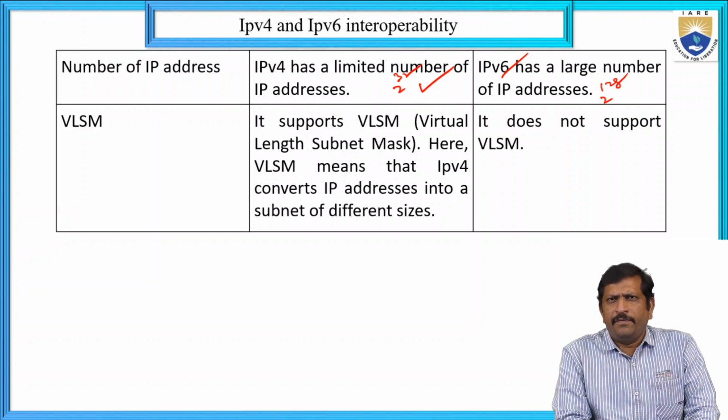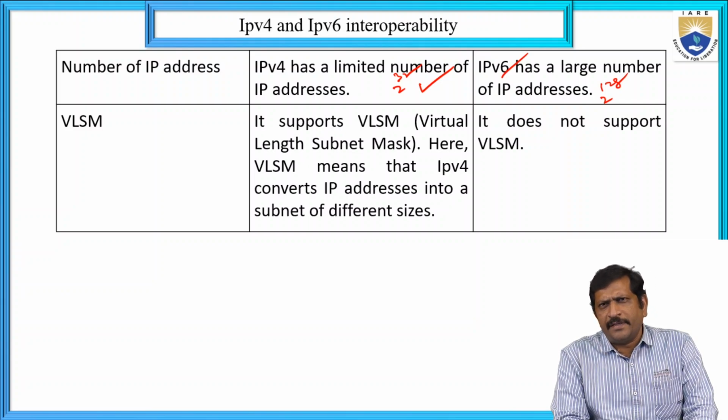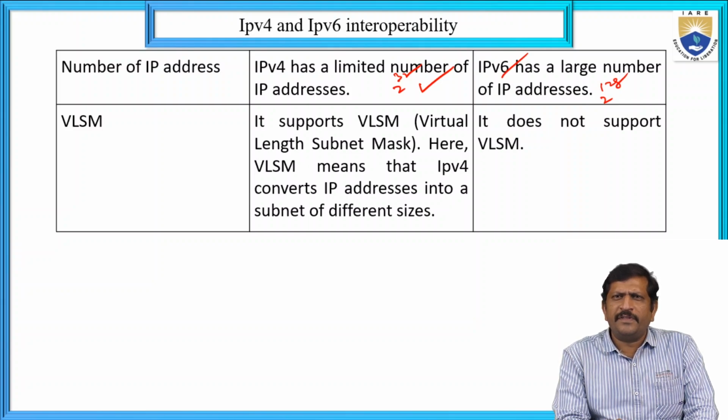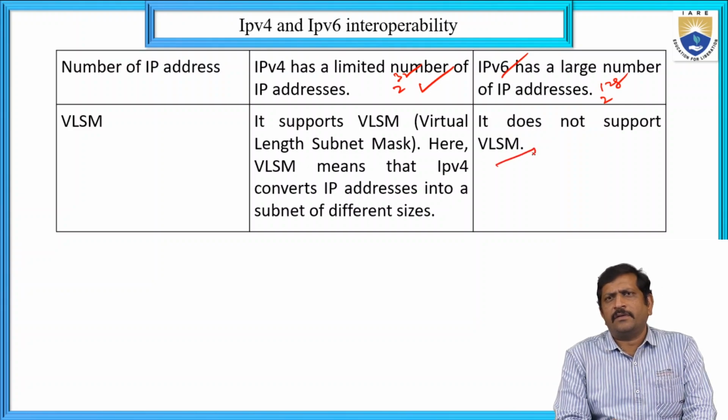Which supports VLSM, variable length subnet mask. VLSM means that IPv4 converts the IP addresses into subnets of different sizes in a network. IPv6 doesn't support VLSM. If you take IPv6, it won't support the variable length subnet mask.